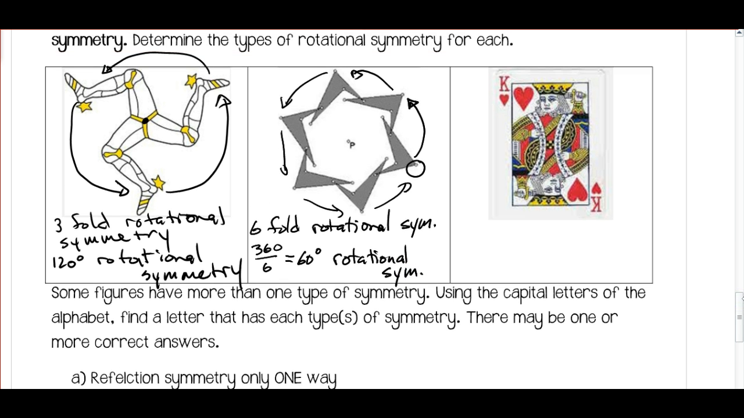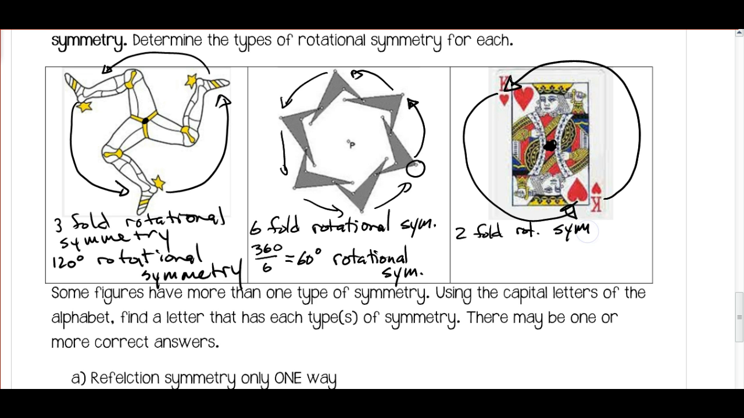Alright, let's take a look at the third example. This is kind of an interesting case because if we rotate about the center here, I can take this part of the card and rotate it 180 degrees and it would line back up on itself. So I could rotate it once to have it line back up on itself and then twice to get back to the original one. So we say it has two-fold rotational symmetry. And this is kind of a special case, which we're going to talk about in a minute, but keep that in mind when we get to the last part of the notes here.